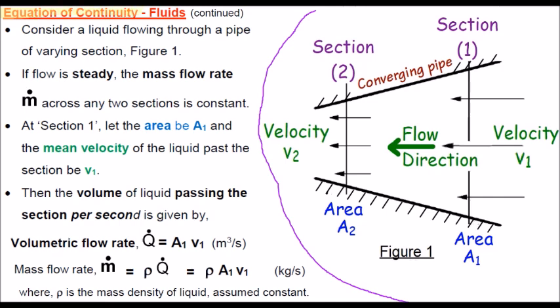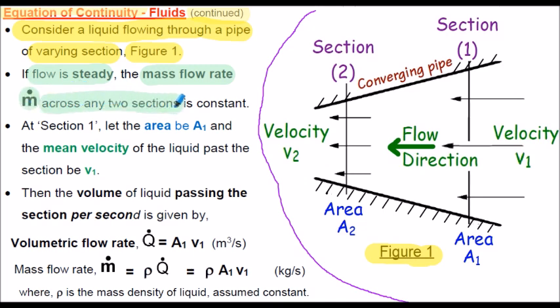Equation of continuity continued. So let's now consider a fluid flowing through a pipe of varying section as shown in figure 1. Here's figure 1. If the flow is steady, then the mass flow rate, denoted as m dot, across any two sections is assumed to be constant. At section 1 shown here, we'll let the area be A1, denoted here, and the mean velocity of the liquid past this section is V1, denoted here.